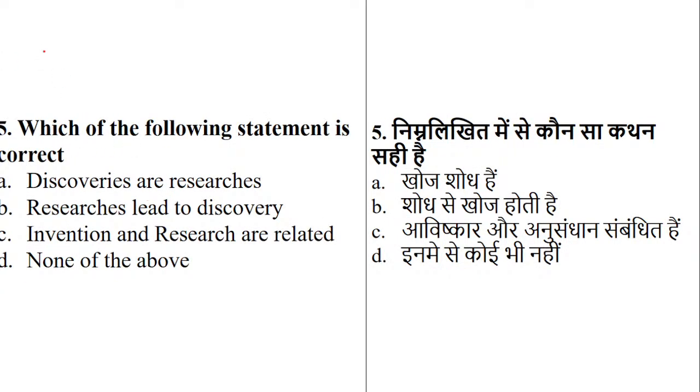Now question number 5, many students have doubts. I hope I'll clear it today very well. Which of the following statements is correct? They have given certain statements: discoveries are research, research leads to discovery, invention and research are related, and none of the above. So from the given statements, which is correct? Let's understand what is your perception for the given question. According to you, what is the right option?